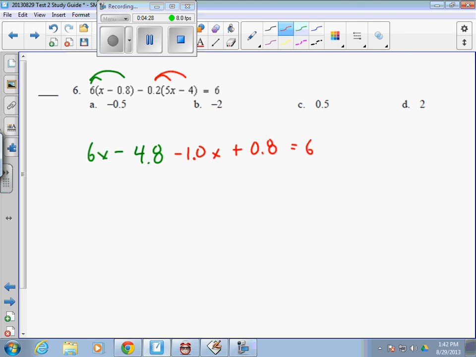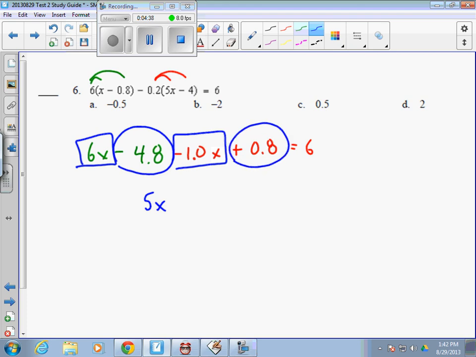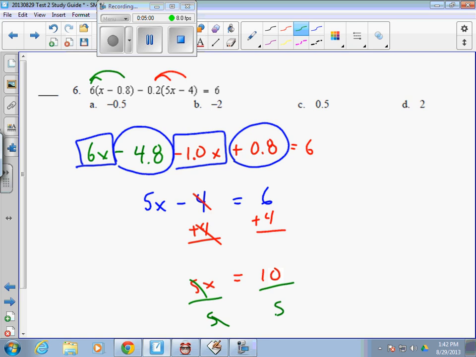Combine all of your like terms. 6x can combine with negative 1x, and you get 5x. Negative 4.8 can combine with positive 0.8, and you get negative 4. You have 5x on the left side, so move negative 4 over to the right by adding 4. If you add it to the left, add it to the right side. 5x is on the left. These will cancel. 6 plus 4 is 10. Get rid of 5 times something by dividing by 5. You do it to the left, do it to the right. They'll cancel and leave you with x equals 2. D.